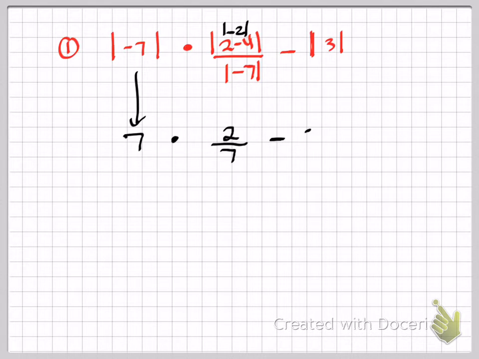Okay, so now what am I doing first? Andrew. You multiply 7 and 2 sevens. Good. We cross cancel, so 7 and 7 equals 1, so it's 2 minus 3. And then we end up with? -1. Okay, let's try the next one.